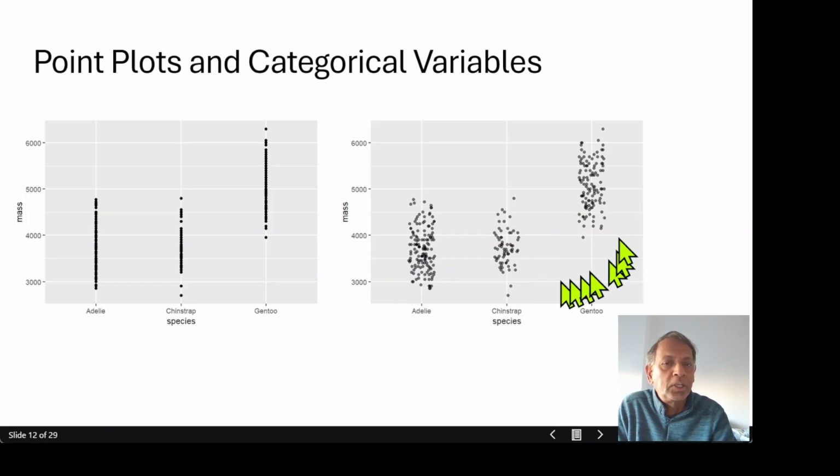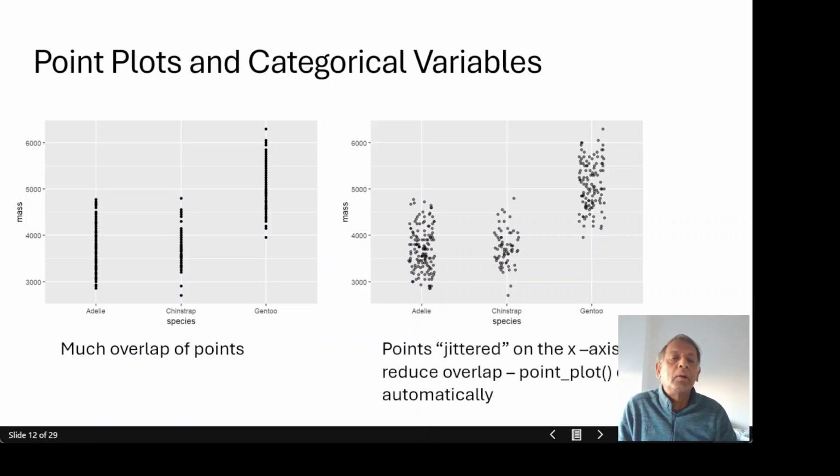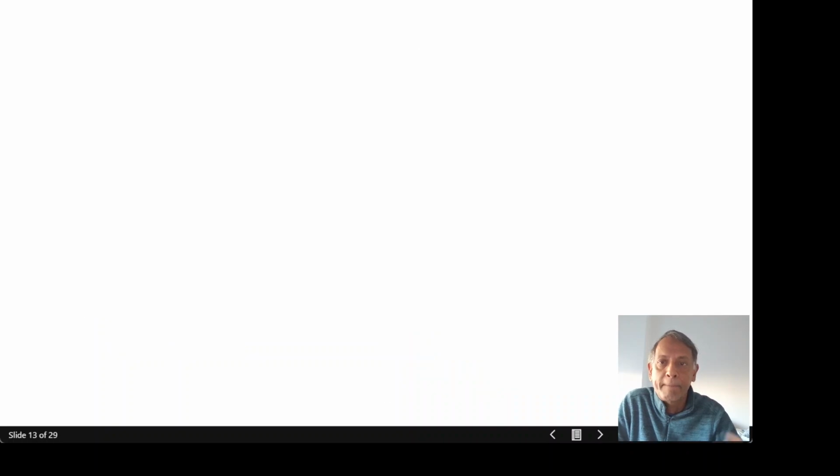So this plot was generated using point plot, and point plot automatically jitters the variables. Okay, so rather than showing the species as a single point on the x-axis, it spreads it out so that we are able to see better the distribution of points. Okay, so there's a lot of overlap, and here through jittering we have reduced the overlap. And the good thing is point plot does this automatically. We don't have to really tell it anything extra to do this jittering.